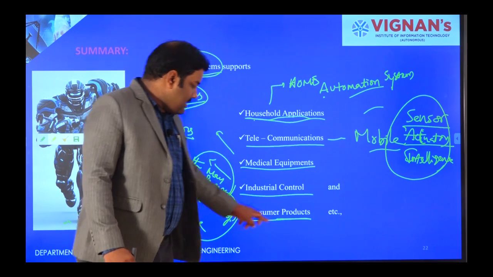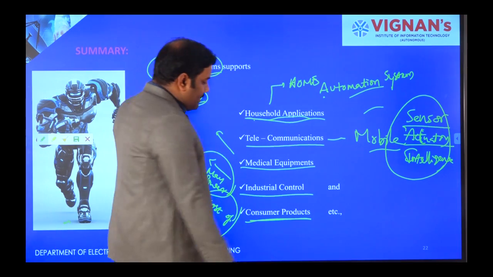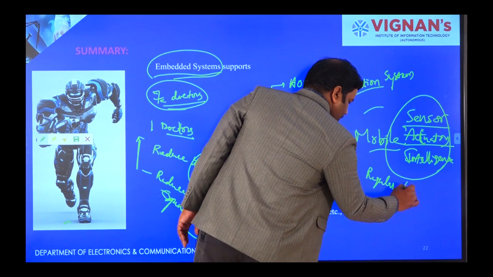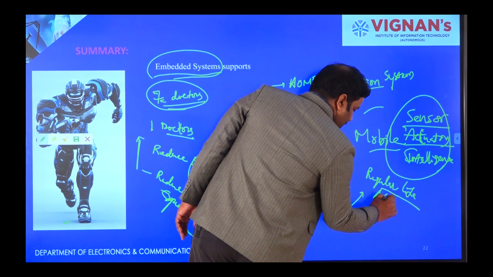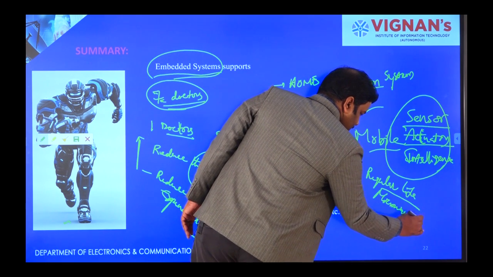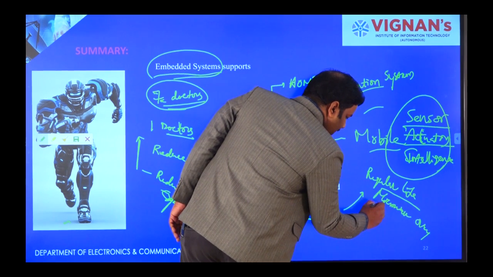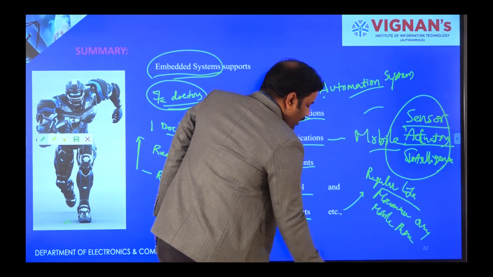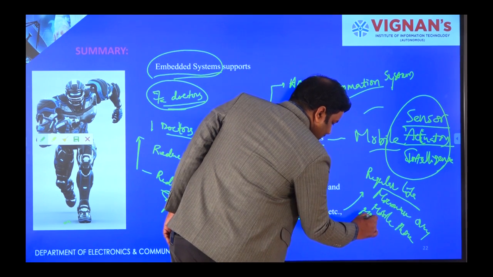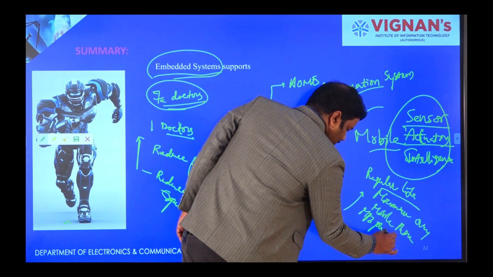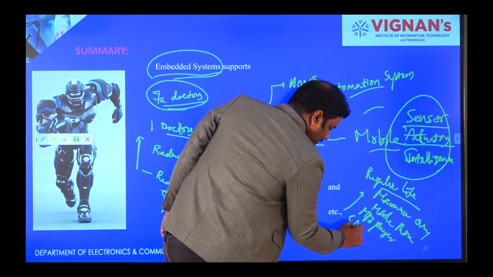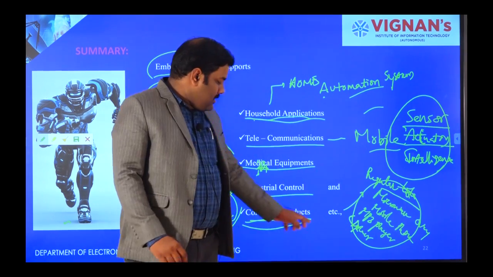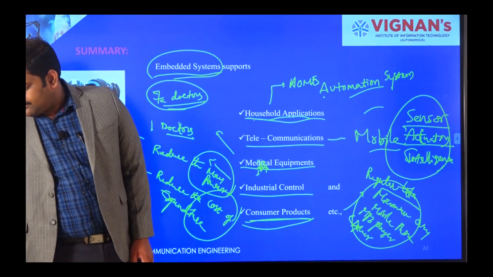And the last one is consumer products, which we use in our regular life, like microwave ovens, or mobile phones, or MP3 players, or CD players. All of these come under consumer products. Okay?